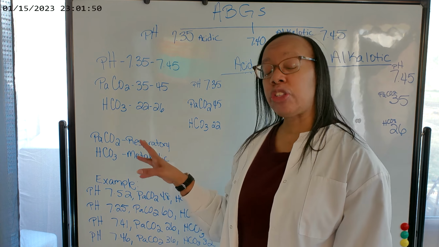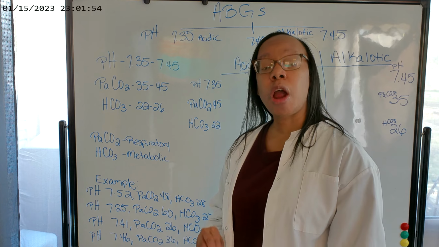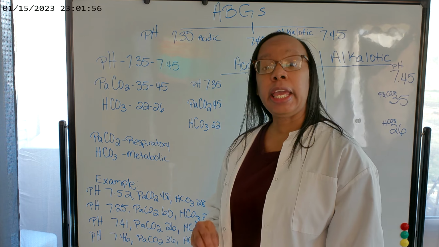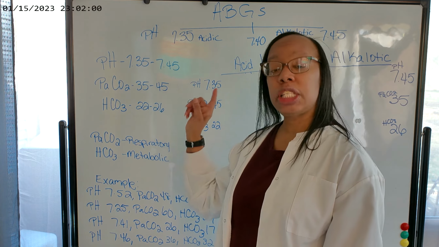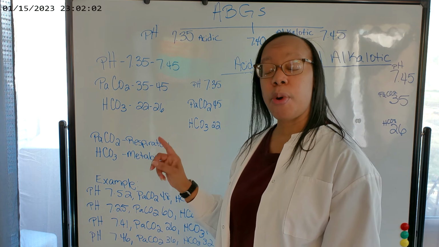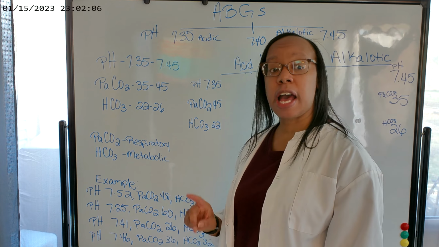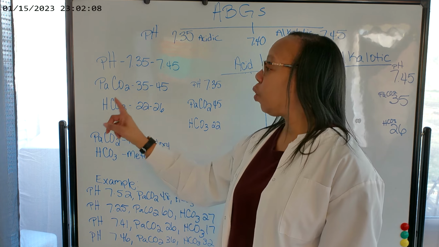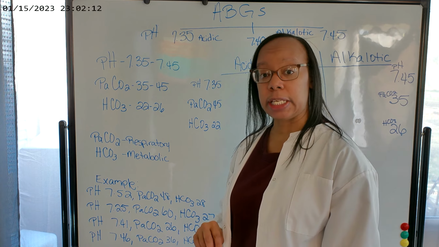Remember, our lab values that are included in our ABGs are our pH, our PaCO2, and our HCO3 or bicarbonate. So a normal pH is 7.35 to 7.45. A normal PaCO2 is 35 to 45. And a normal bicarbonate or HCO3 is 22 to 26.